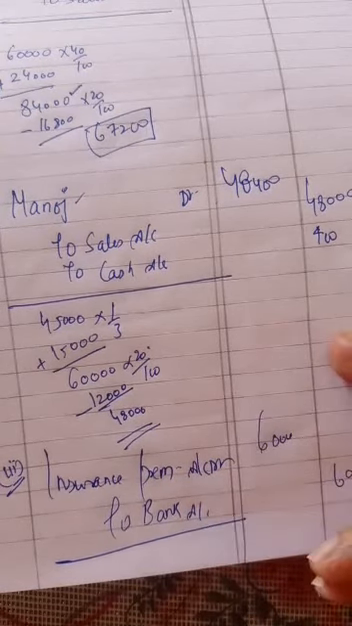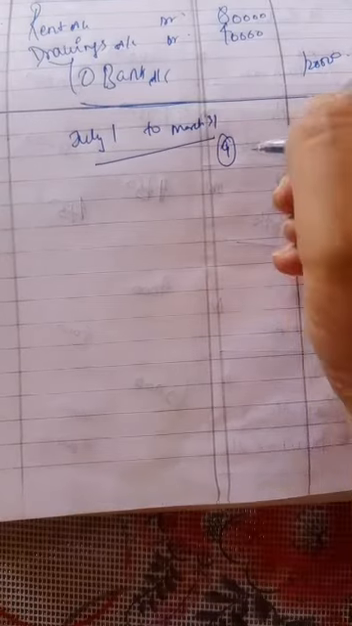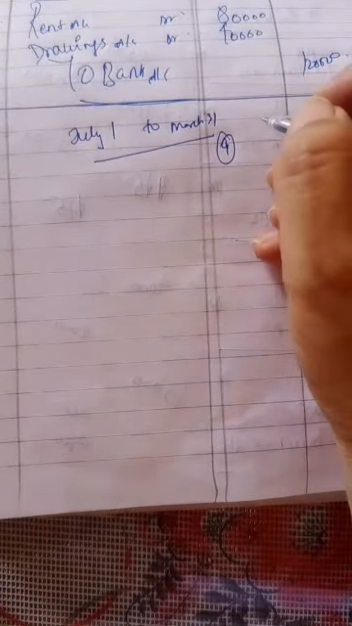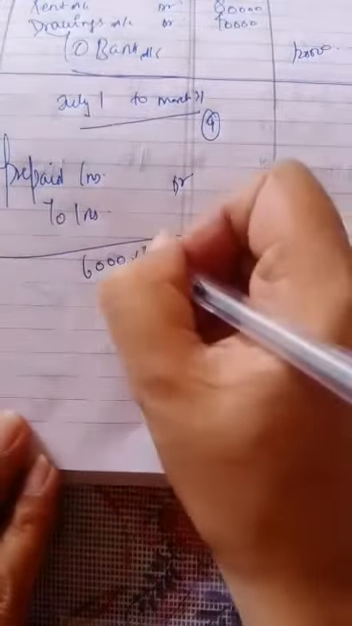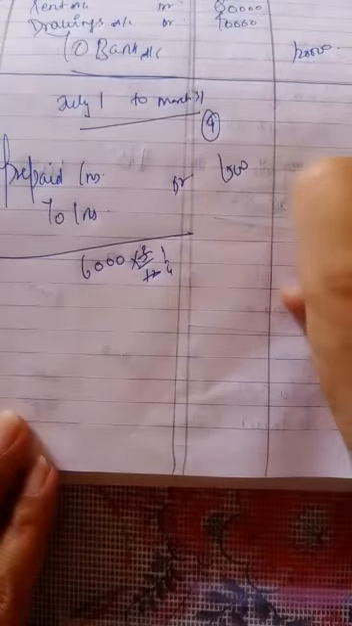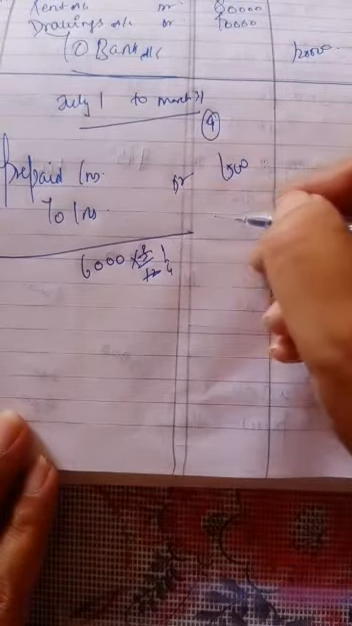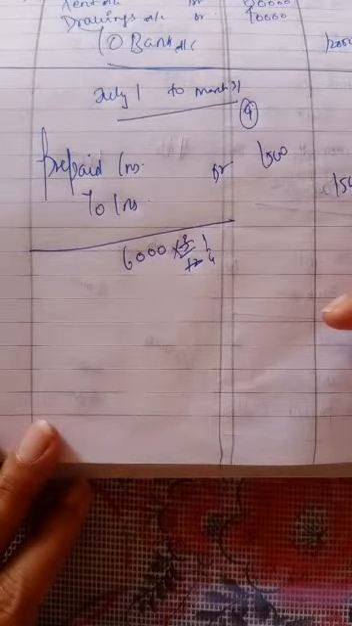9 months, for 9 months we have paid for this year, but we have paid up to July 1, means 3 months we have paid in advance. So we will write prepaid insurance to insurance. When we pay, we write insurance to bank, but when we have to settle it out, 6,000 was the amount of the whole year. 3 months prepaid we have given. So 3 months means 1/4, 1,500 we have paid in advance. Prepaid insurance to insurance, we have paid in advance 1,500.